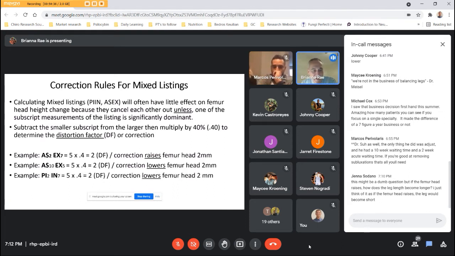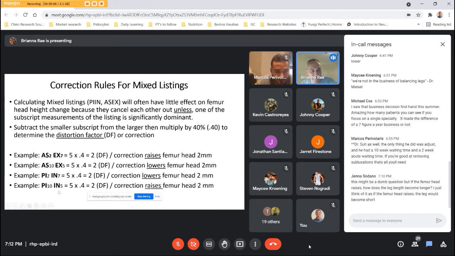Here's a PI-IN mixed listing. So the predominant listing is IN with a subscript 7. So 7 minus 2 gives us 5 again. I'm keeping the numbers simple here just to understand the concept. Times 40% gives us again 2 millimeters. So the predominant subscript would be on the IN. If we correct an IN, it's going to lower the femur head, and by how much? Well, we figured out 2 millimeters.